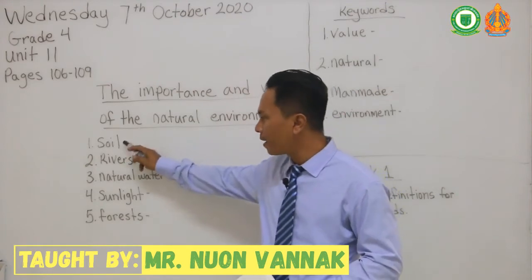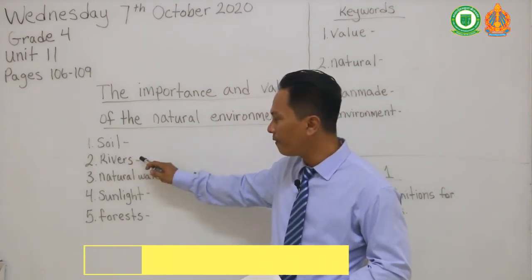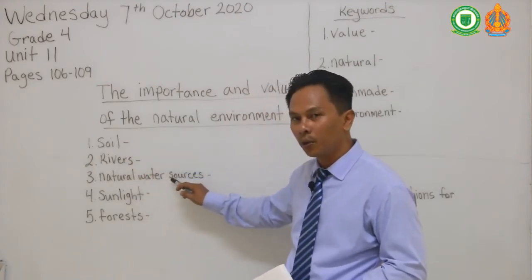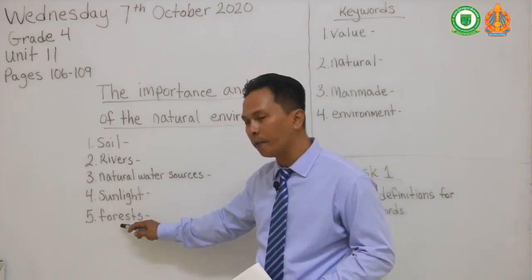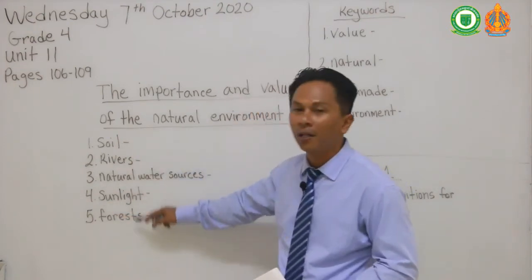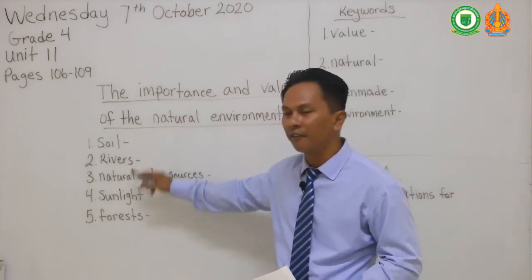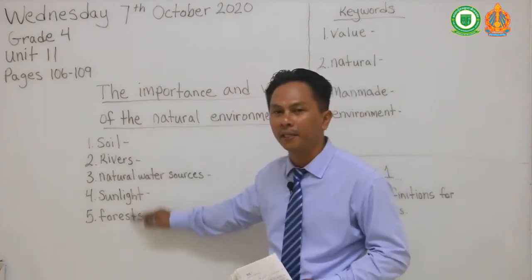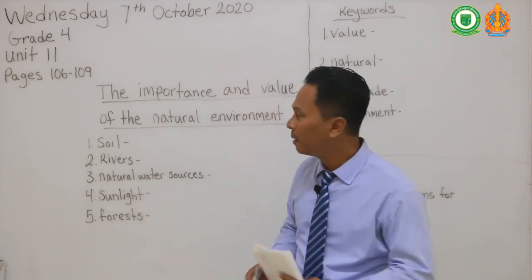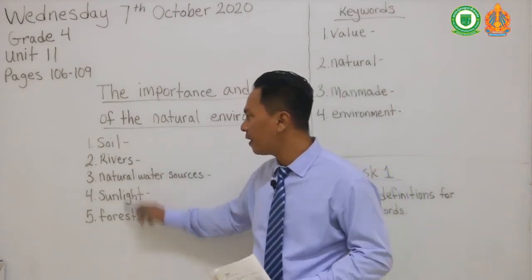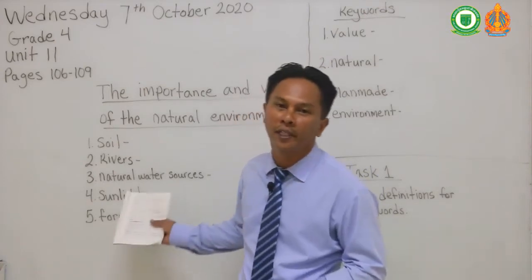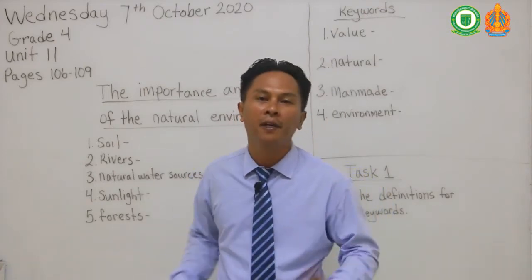So with all these categories, soil, rivers, natural water sources, sunlight, and forest, we could say this is all natural environment. We cannot make this stuff. People, human beings, we cannot make this. So this is all natural. Okay? And this is very important to us. We cannot destroy it. If we destroy it, we would not have anything.